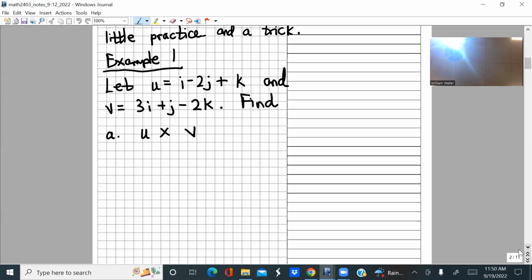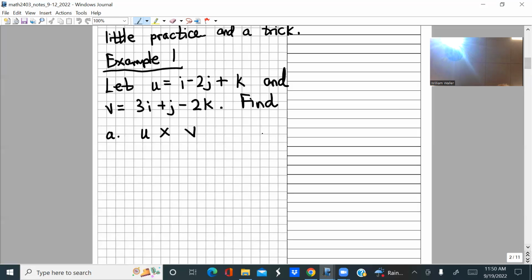that vector. It's helpful to have the vectors written in that standard form, as combinations of i, j, and k, but it doesn't have to be. It can be written in component form too. And v here is 3i plus j minus 2k. To calculate the cross product, here's the system that I'm going to use.